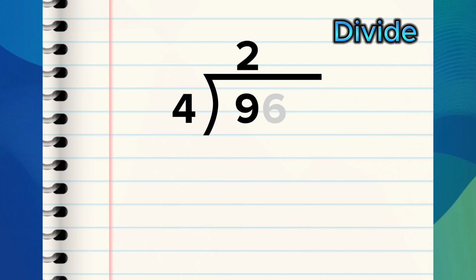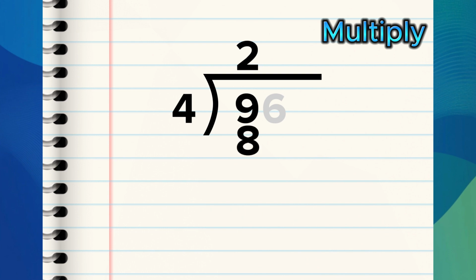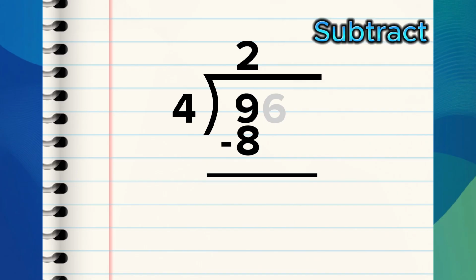the 9. It's important to put the answer over top of whichever number you're dividing. Since we divided the number 9, we put our answer right above that number. Next, we multiply. 2 times 4 gives you 8. We put the 8 under the 9 in our problem. Now, subtract. 9 minus 8 equals 1. So 1 is our remainder in this division problem.